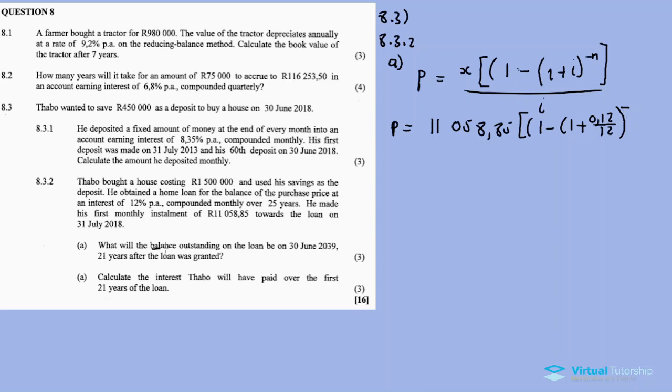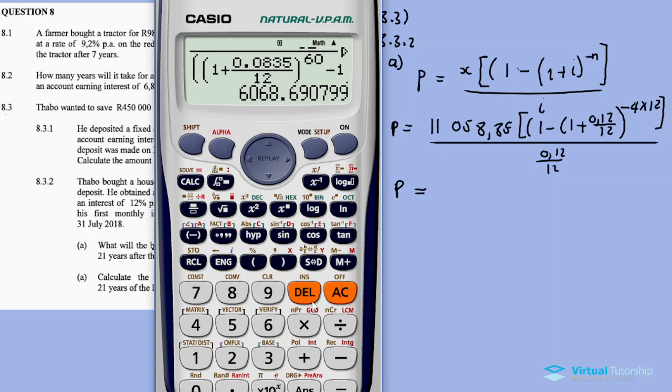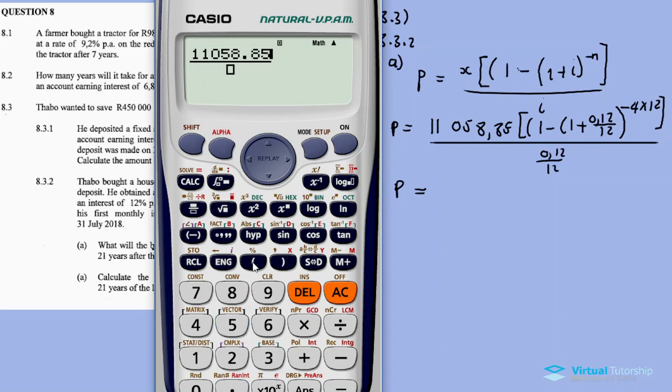Remember, we want the balance outstanding. The balance outstanding is for how many years? There are 4 years of outstanding balance. So therefore, here we say 4 times 12. I hope we get the same answer. Because we want the balance outstanding for how many years? 4 years. So therefore, 0.12 divided by 12. So the present value or the outstanding balance after 21 years is 11,058.85 open bracket 1 minus, open 1. It's like resulting in 2 more brackets.